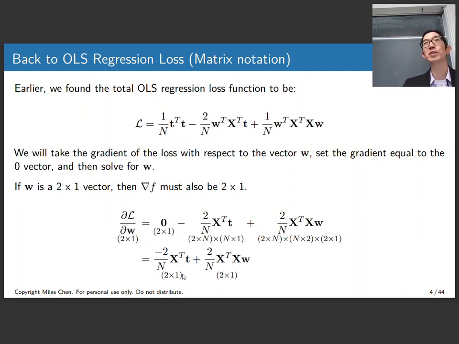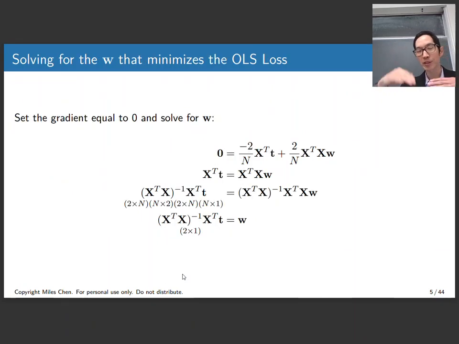The location where the gradient is equal to 0 is going to be a local min, local max, or a saddle point, basically where you're at the top or the bottom of the hill. Setting this equal to 0, we get X^T t = X^T X w. We want to isolate w, so we want to get rid of X^T X. Again, there's no such thing as division in linear algebra, but you can multiply by inverses, and so that's what we do. And you get this result: (X^T X)^-1 X^T t = w.